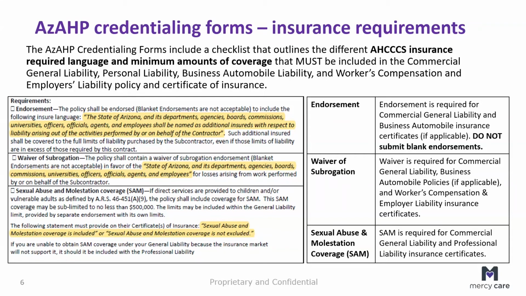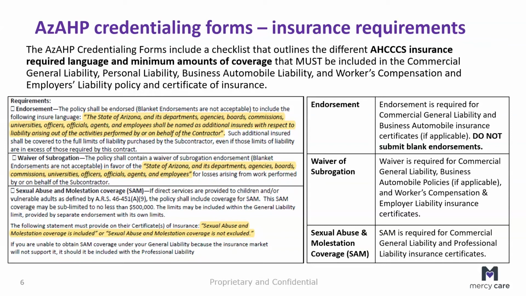The next requirement is sexual abuse and molestation coverage. SAM is required for commercial general liability and professional liability insurance certificates, and the language that must be included is either sexual abuse and molestation coverage is included, or sexual abuse and molestation coverage is not included. You're going to want to use this checklist on the application to ensure that all the required language is incorporated in the submitted certificates of insurance. The minimum amounts of coverage are required and need to be on there.